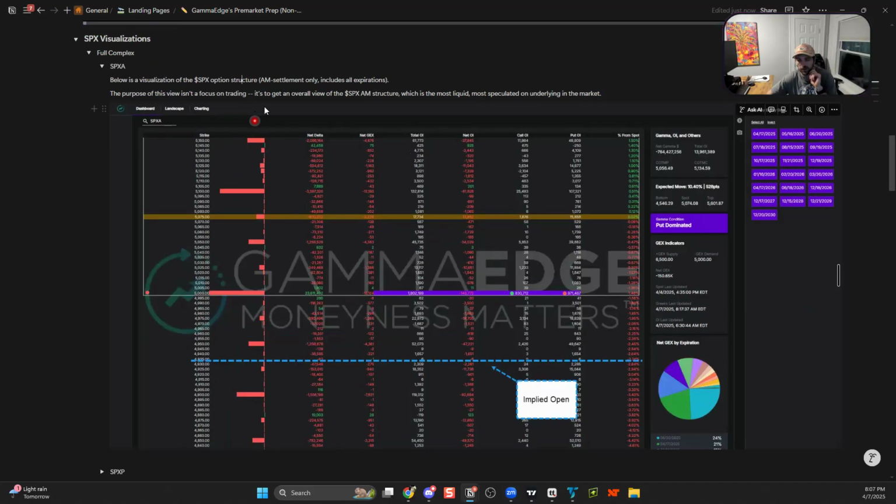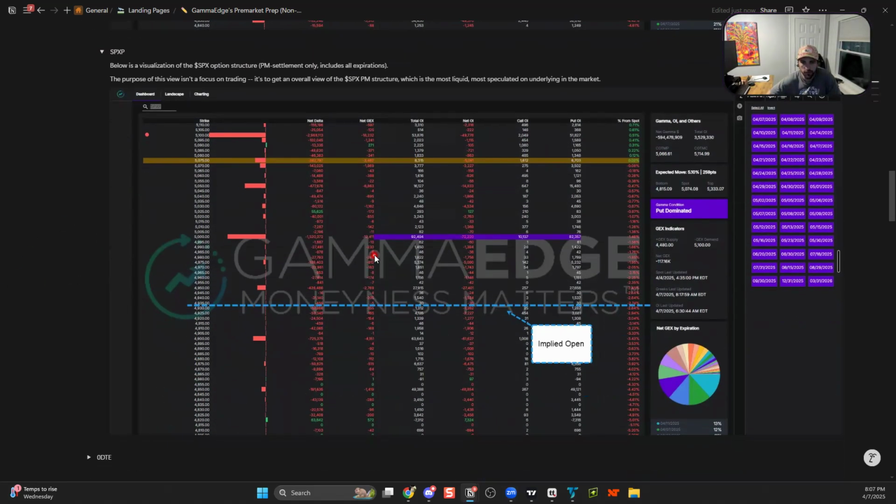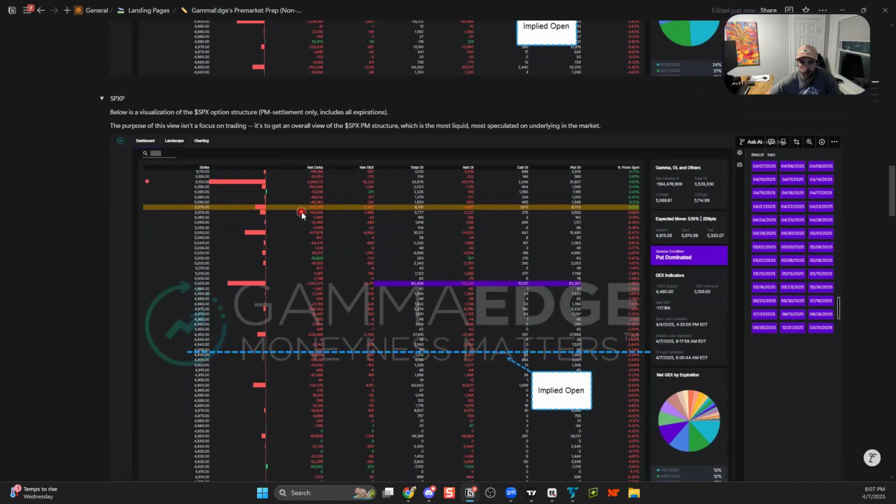Going back to where we are today, definitely not the environment. So if you're a swing trader, again, trying to get long, this is not the time to do it. Hopefully that is clear. Moving on to SPXP. Again, put dominated environment, gapping down. It's the same gap down we just talked about, over 100 points. Down below, even to a more put dominated structure.